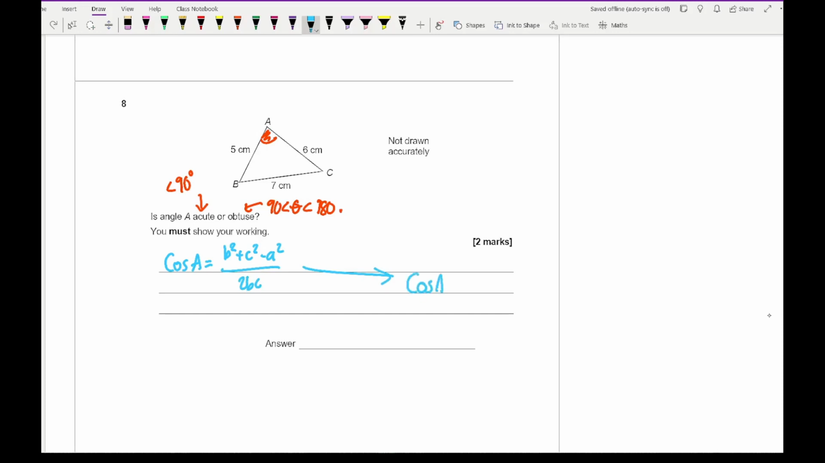So what I've got is cos A equals, now labeling this triangle, this is going to be C, this is going to be A, sorry, no it isn't, I'm labeling it all wrong. This is going to be A, and this is going to be B, and this is going to be C. So substituting the values in, I get 5 squared plus 6 squared minus 7 squared, all divided by 2 times 5 times 6. Now if I type all that into my calculator, 5 squared plus 6 squared minus 7 squared, and then all divided by 2 times 5 times 6, I get an answer of a fifth.